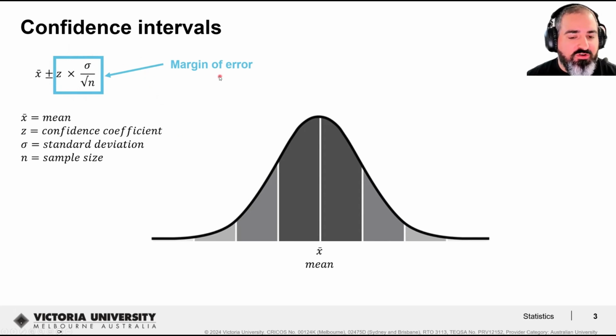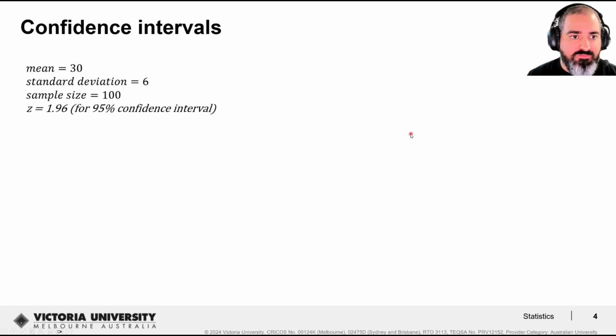And when we have a confidence interval, we have a lower and upper confidence interval, because it's a range of values. And so to get the lower and the upper, we simply have the mean minus that margin of error, and then the mean plus that margin of error.